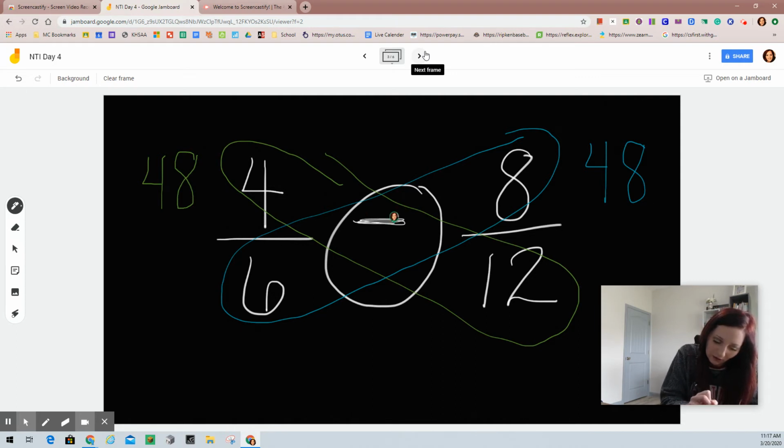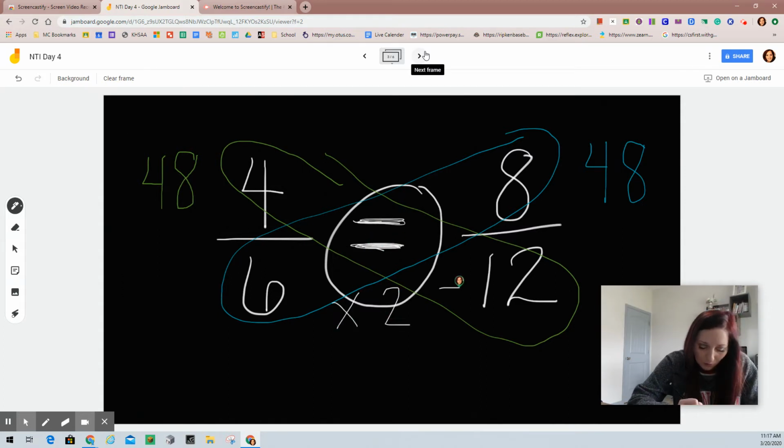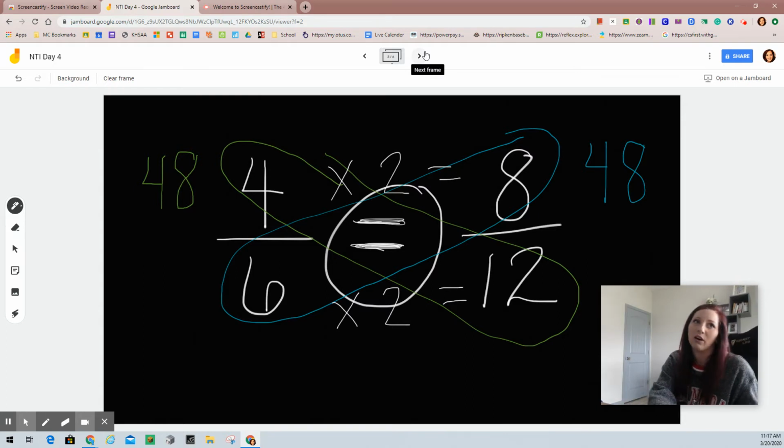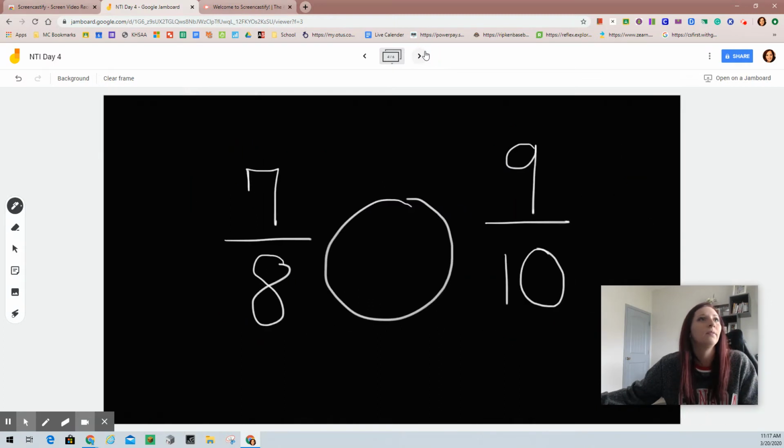You want to know another way that I knew that these were equal? Because look, 6 times 2 equals 12. 4 times 2 equals 8. So that's how I know that those are equivalent. All right, next example. We have 7/8 compared to 9/10.